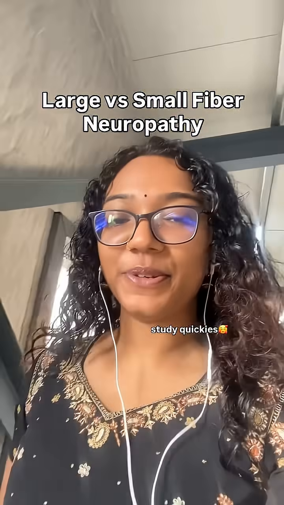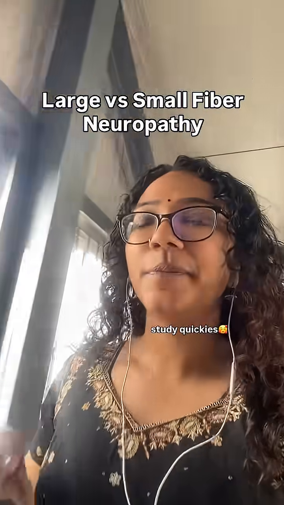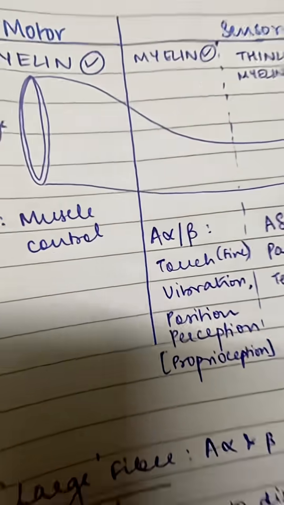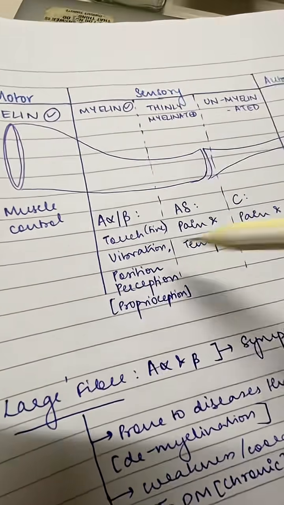Do you guys know the difference between small fiber and large fiber neuropathy? If not, I got you, bro. We just have to go back to this very simple physiology concept, which divides the nerves according to their sizes.